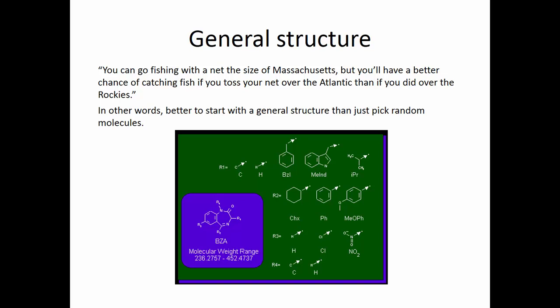You're starting with a general structure that has some sort of efficacy or some sort of relation to either the receptor or the enzyme that you're looking at, or even to the ligand or substrate that you're kind of modeling it off of, depending on what avenue you're coming at it from. So it's best to start with that general structure. So this BZA presumably can interact with certain receptors or certain enzymes. And we add all this other stuff onto it in hopes of making a BZA-like molecule that can have some sort of bioactivity.